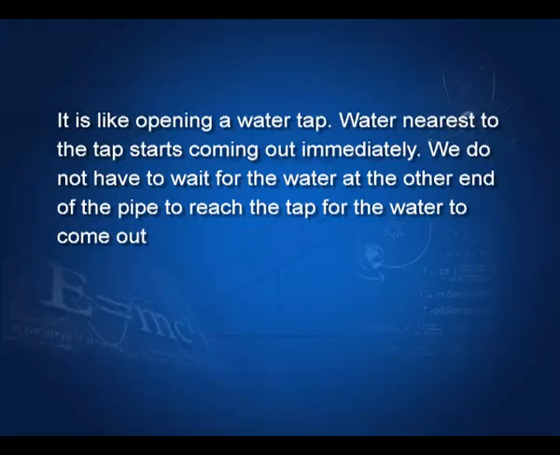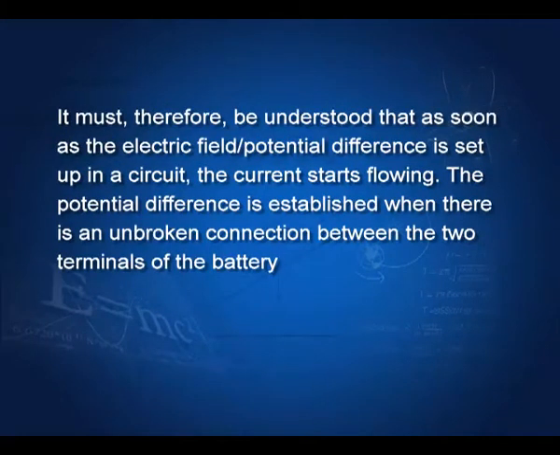The electron nearest to the bulb goes into the filament, then the next, and when a large number goes through the bulb, then the current is set up and the bulb glows. It must therefore be understood that as soon as the electric field or electric potential is set up in a circuit, the current starts flowing.